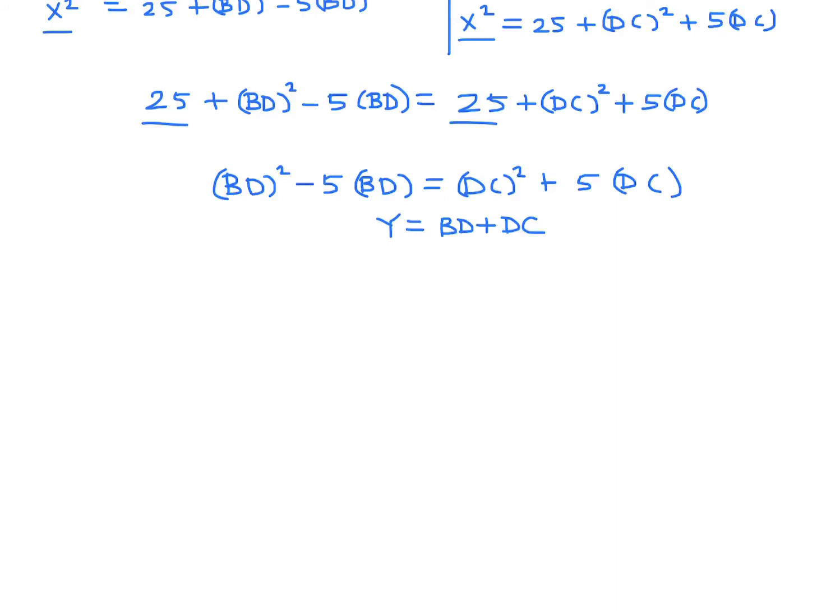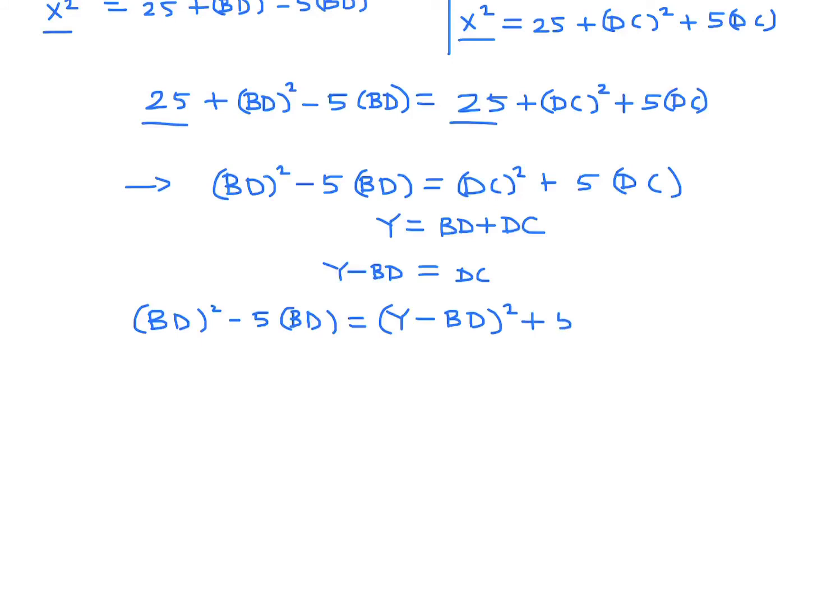So, which one you want to use doesn't really matter. Let's just say DC is equal to y minus BD. Okay, and let's substitute that into here. So we get BD all squared minus 5BD is equal to, we got y minus BD all squared plus 5 times y minus BD, like that.